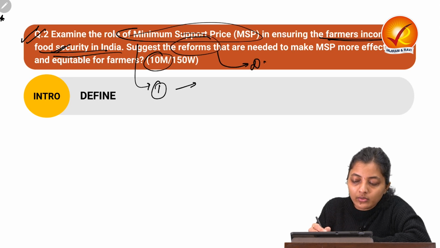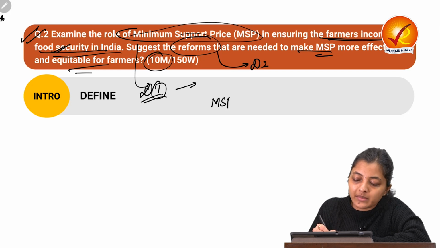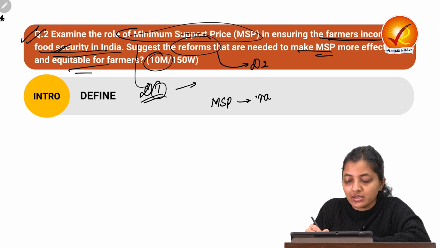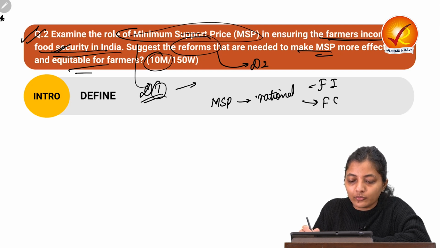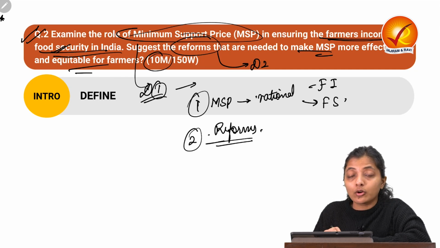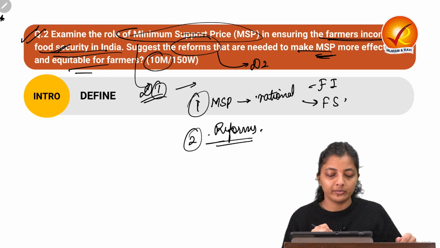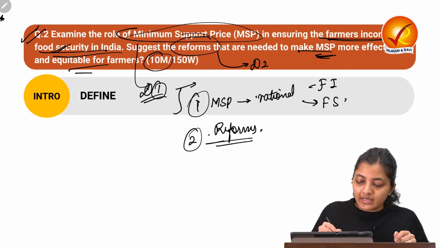that we need to write down the reforms that are needed to make the MSP more effective and equitable for the farmers. So the question is about the rationale behind MSP for the farmers' income and for the food security of India. And the second point is about the reforms required to make MSP more effective and equitable for the farmers. So this is a very simple question.